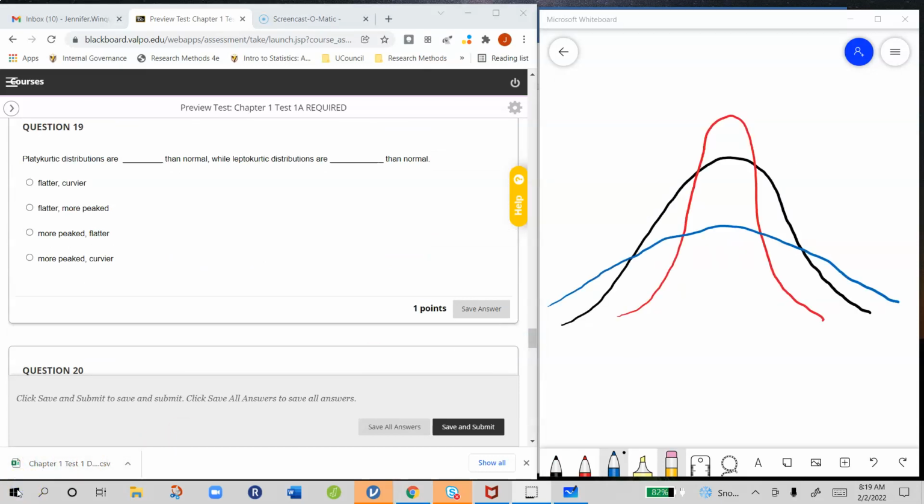All right, number 19 is asking about some terminology about distributions. Over on the right here, you can see I drew 3 distributions. The black one is a normal distribution, right? It is a bell-shaped curve. A leptokurtic distribution is more peaked. It's the red one. And the platykurtic distributions are flatter, right? That is the blue one there.